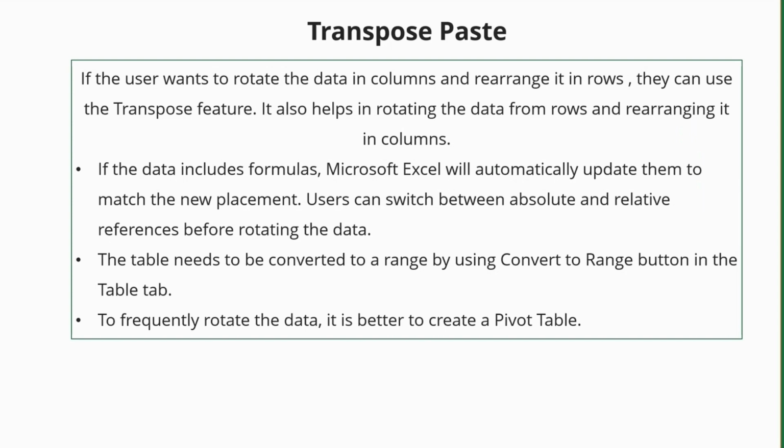The table needs to be converted to a range by using the convert to range button in the table tab. If you have a table, you remember how we created a table, right? By adding borders to a set of data, and cell styles and formatting have been done. If you want that, then you have to convert it depending on the range, and only after converting it will you be able to use the transpose paste button. The next is, to frequently rotate the data, it is better to create a pivot table.